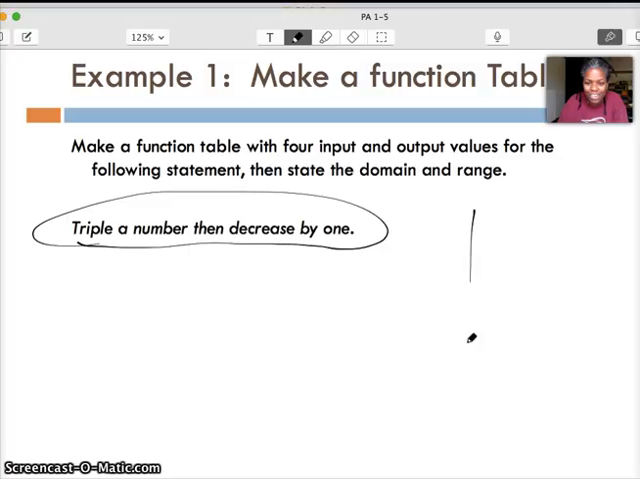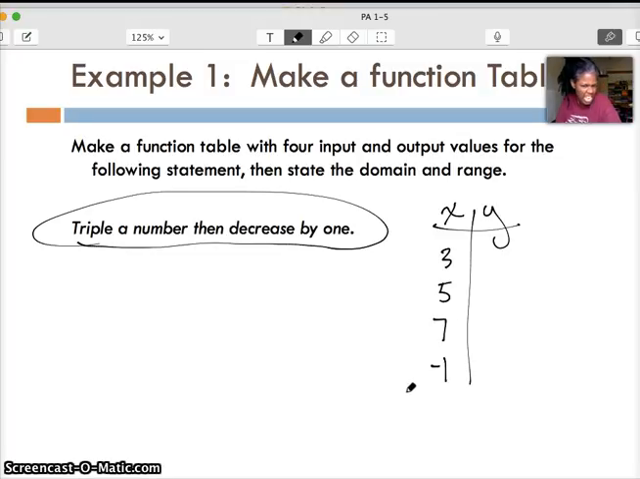All right, so we are going to make a table, x and y, input, output, and we're going to choose 4 values because they didn't specify what values we needed to use. So 3, 5, 7, and -1, just 4. For kicks and giggles, make a negative number. So we're going to triple the number, then decrease by 1. Right now, we're going to write it out, but I'm sure you guys can do this in your head. When I triple a number, that means I'm multiplying by 3. So I'm going to multiply the number by 3, and then I'm going to decrease it by 1, subtract 1.